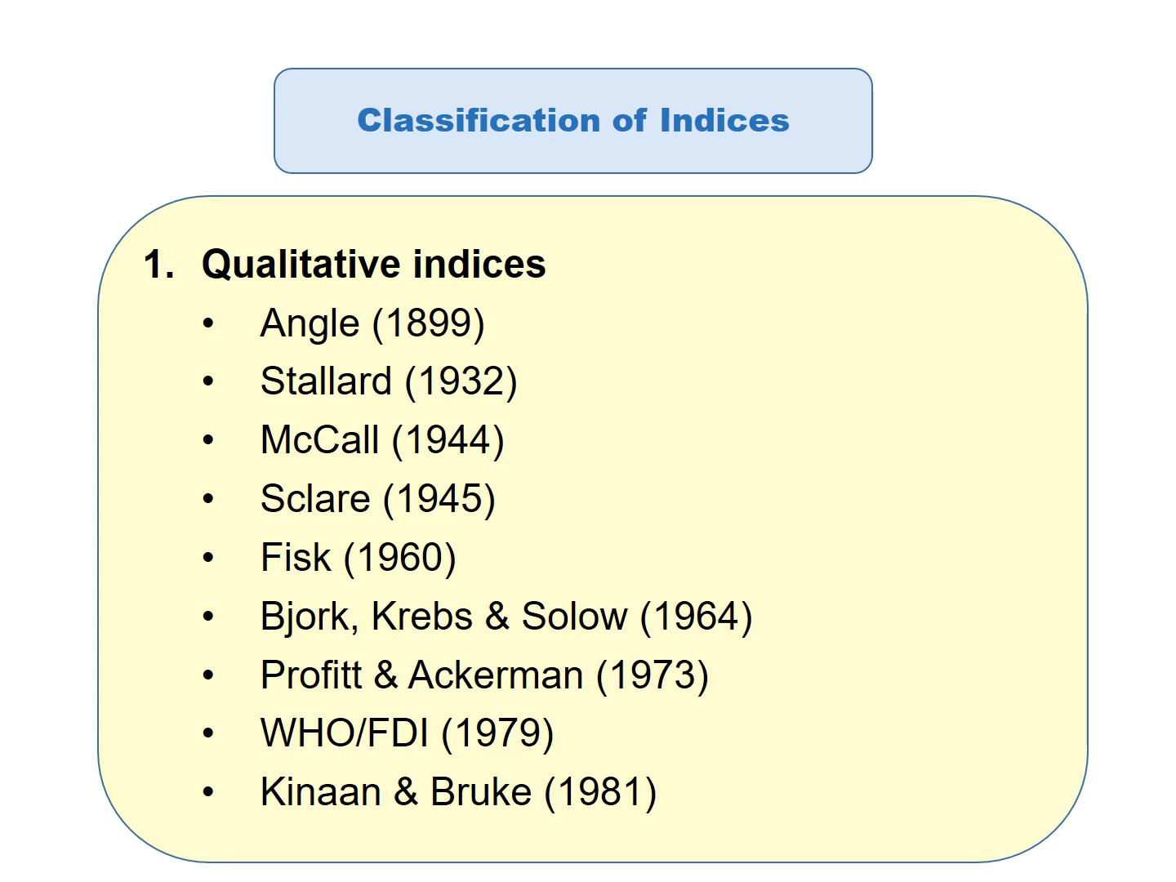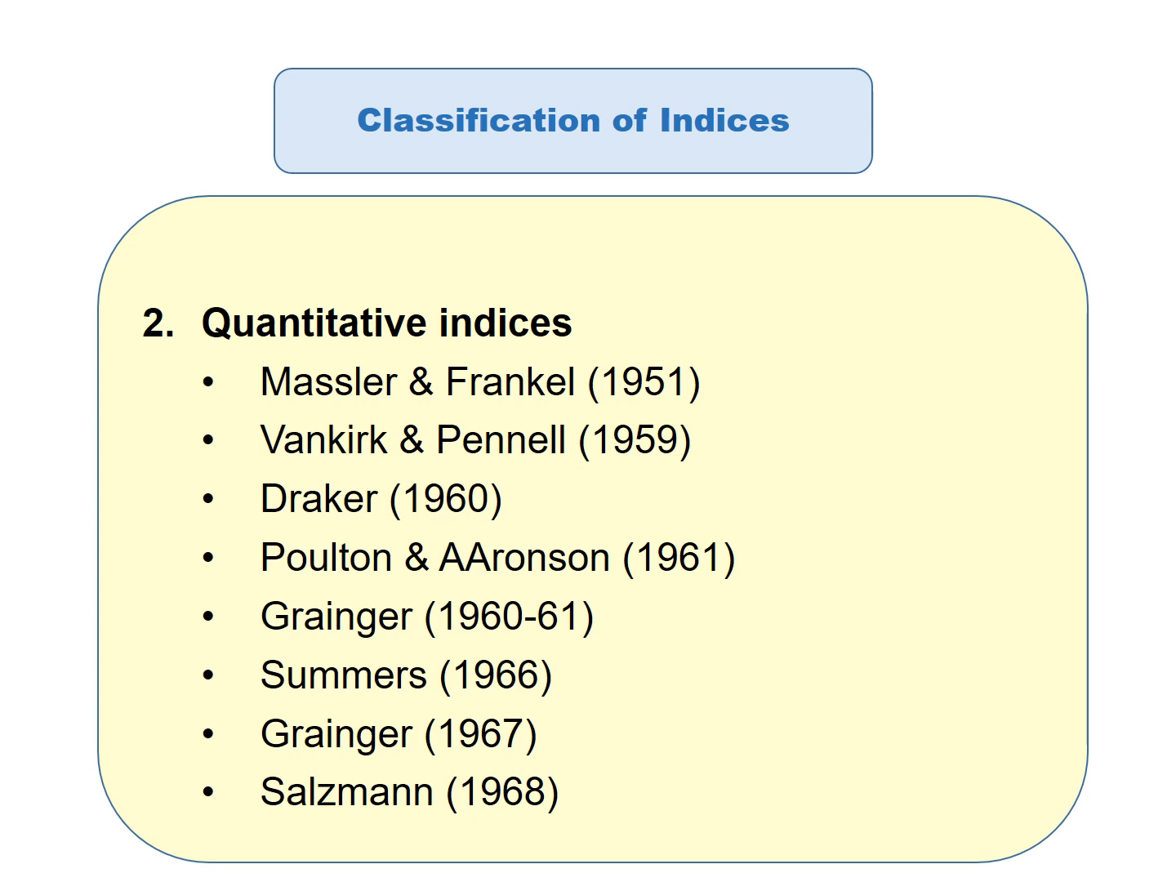Now, how do we classify indices? You can classify indices either as qualitative indices or quantitative indices. Examples of qualitative indices are Engels, Tallard, McCall, Fish, Bjork and Curves and Solo, Profit and Ackerman, WHO FDI, and Kinan and Brook. Examples of quantitative indices are Musser and Frankel, Vankirk and Pennell, Draker, Granger, Summers, and Salzman.